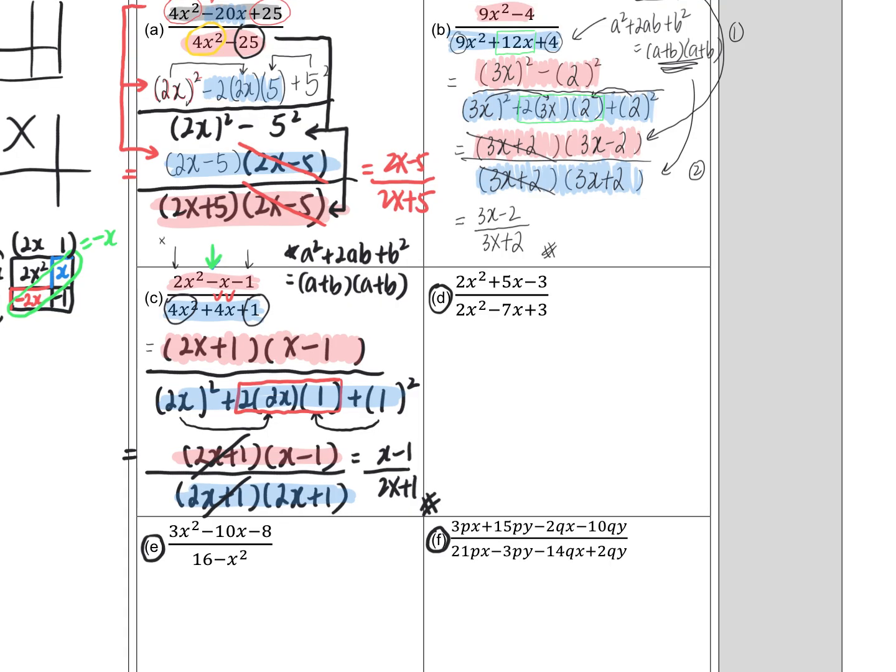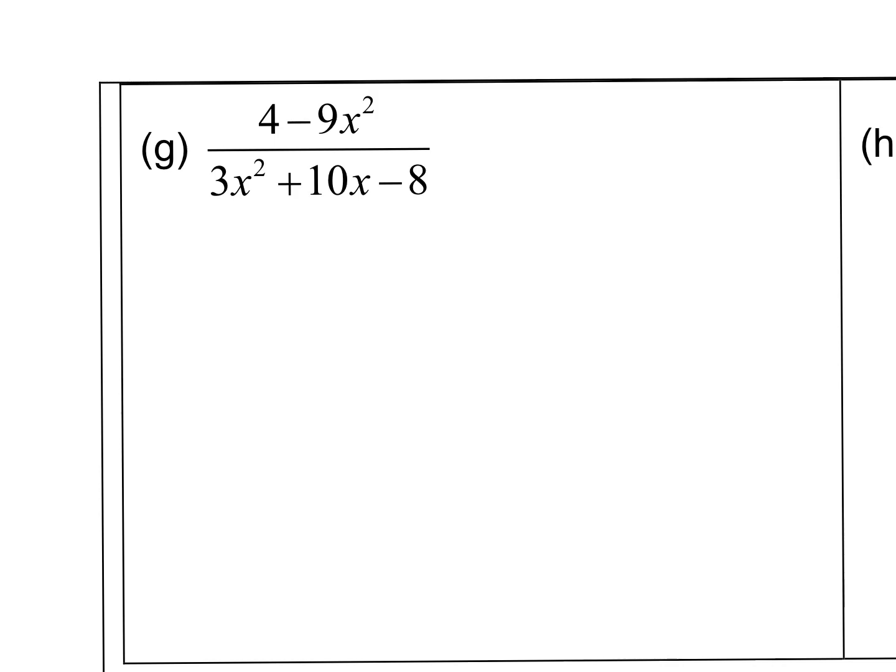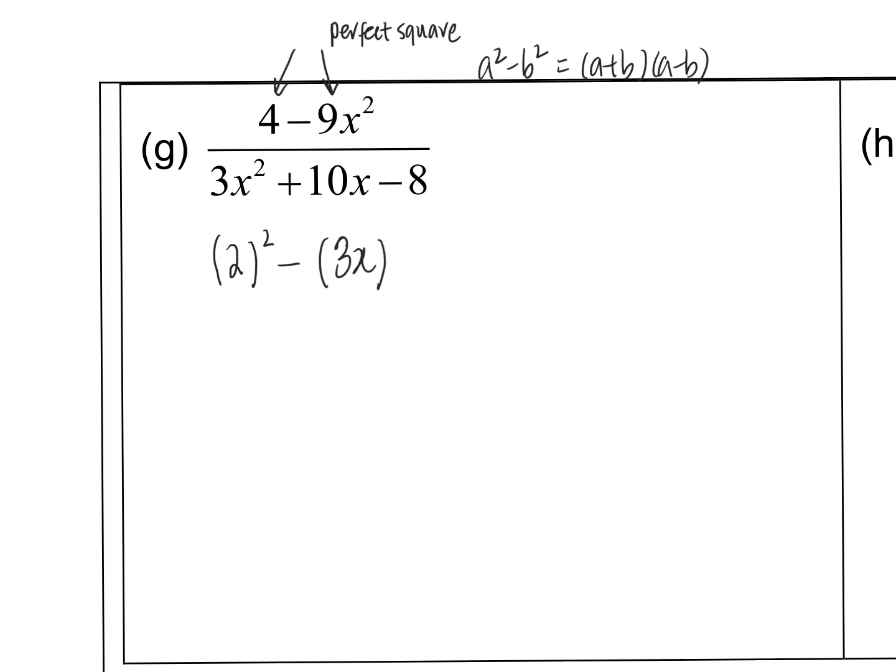The thinking process: when you see two terms and they are both perfect squares, you will always think of this. This is the thought process. So I should change my 4 to 2 square. I must change my 9x square into 3x bracket square. So this is the first step. So my A is sorted out. It is 2. My B is 3x.